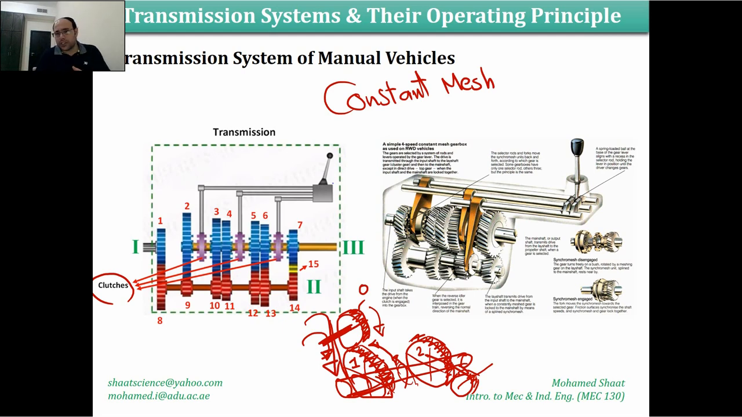So this is simply the function and how we shift gears inside the transmission system used for a sedan car. Basically, we are not moving gears. We are moving clutches to connect or disconnect one gear and connect another one. Make sense?